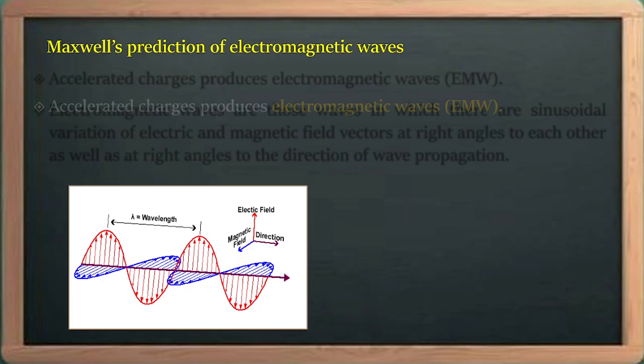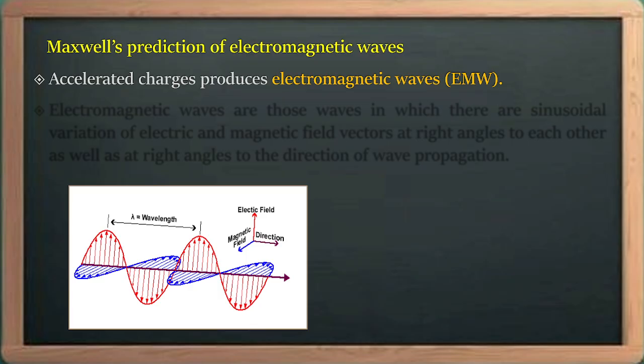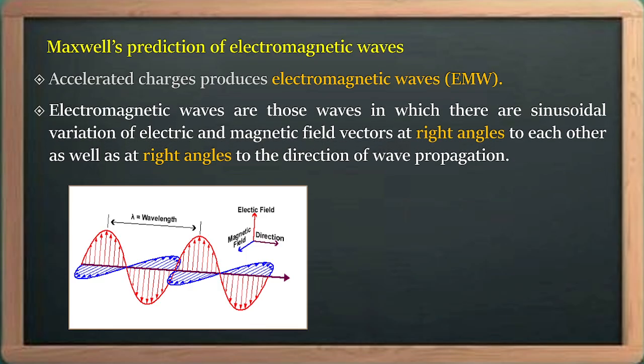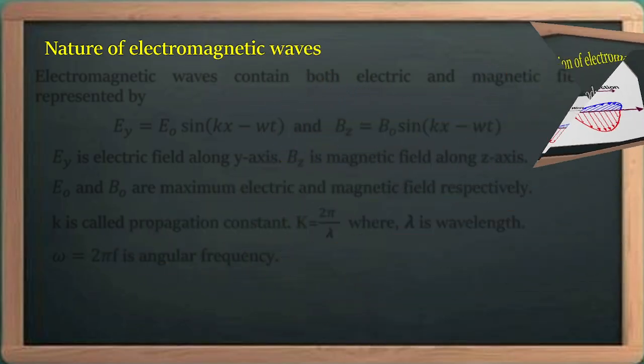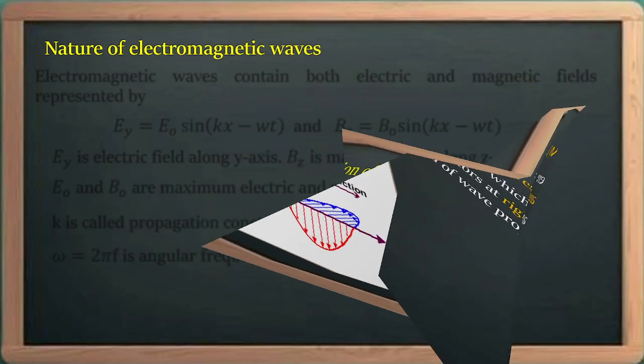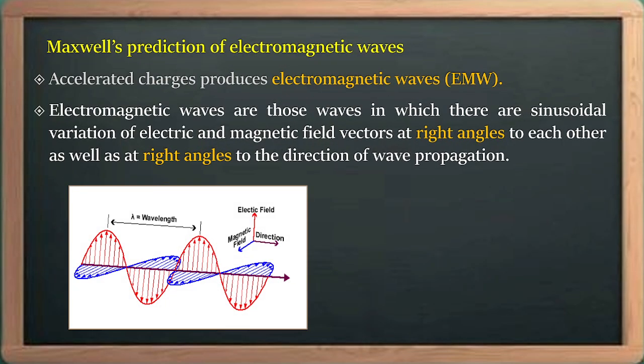Then we have Maxwell's prediction of electromagnetic waves. Accelerated charges produce electromagnetic waves, and there is some theory about it. So just go through it. Let me consider the second point also. Electromagnetic waves are those waves in which there are sinusoidal waves of electric and magnetic fields. So electric field as well as magnetic fields will be there. They are vectors at right angles to each other, and they move in the same direction, perpendicular to their vibration, so at right angles to the direction of their propagation.